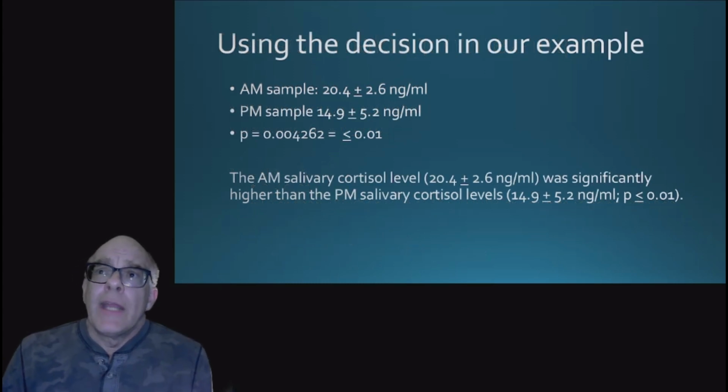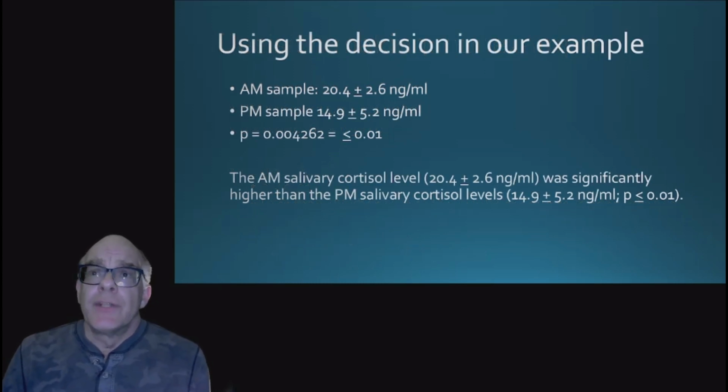So to apply or use this decision in describing our results in a paper or a poster or a presentation, what we're going to do is use our means. So the AM sample mean of 20.4 plus or minus 2.6 nanograms per mil. Our PM sample had a mean of 14.9 plus or minus 5.2 nanograms per mil. And using our t-test, we calculate our p-value as 0.004, which we can abbreviate and basically round off as being p less than or equal to 0.01.